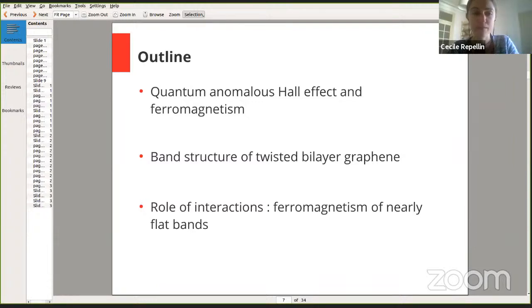and showing you some results, mostly of exact diagonalization, to show how the ferromagnetism emerges thanks to nearly flat bands. And finally, if time permits, I will go beyond integer commensurate filling and talk a little bit about the possibility of observing fractional anomalous Hall effects in the same systems.